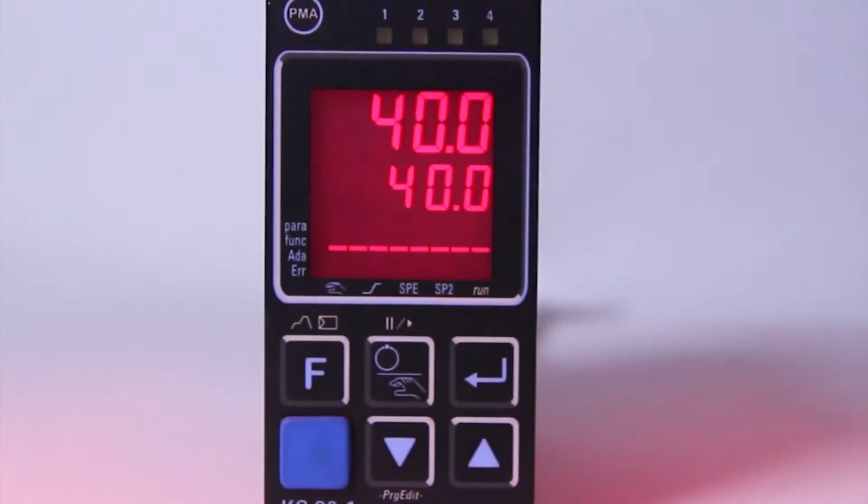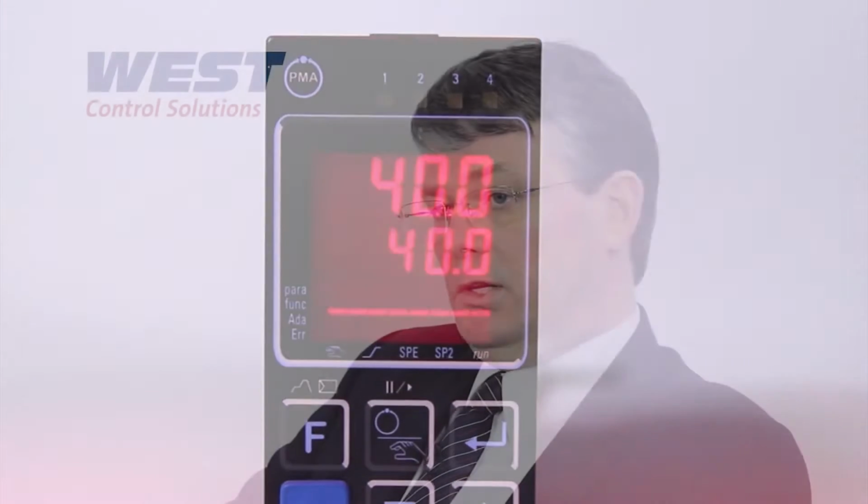The term alarm implies that there is some kind of problem with the process, but they can equally be used to signal some kind of information about the process state. In fact, with our PMA brand of controllers, they are quite often referred to as limits rather than alarms for this very reason. Another application for alarms is their use in multi-stage heating.